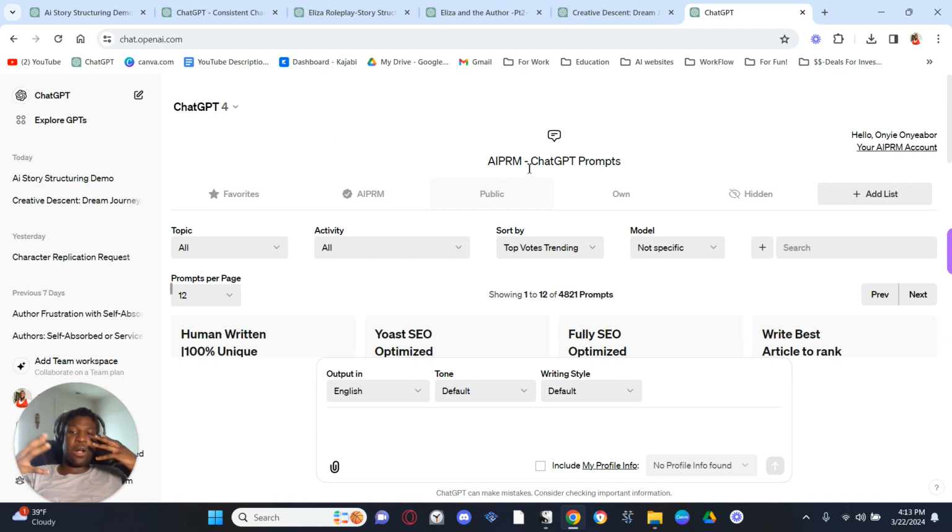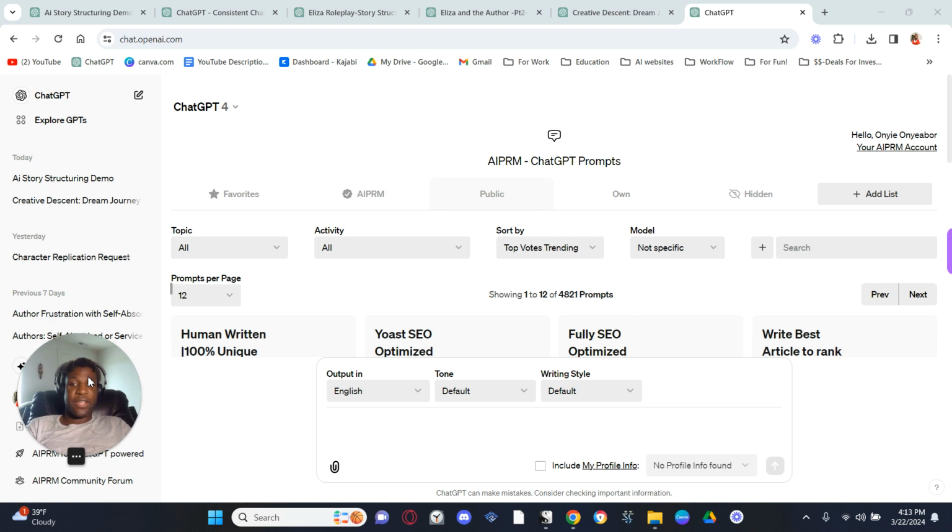Now, I downloaded an extension called AIPRM, which we'll be using for all my workflows. That's not going to be super necessary for today, but if you want to understand what I do and how I do it, that's essentially the setup.